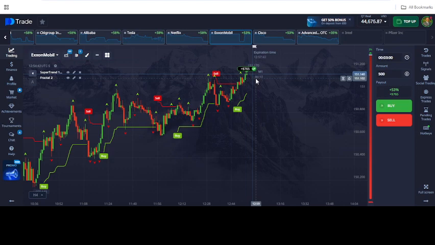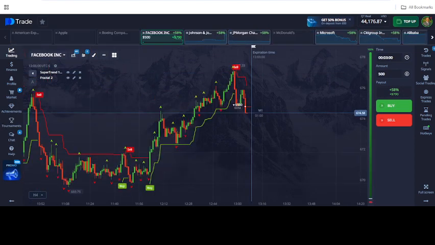Okay, so we won that trade. My prediction was correct here. The price continued to push above the red sell line here. All right, so I'm going to pause the video and look for my next setup.